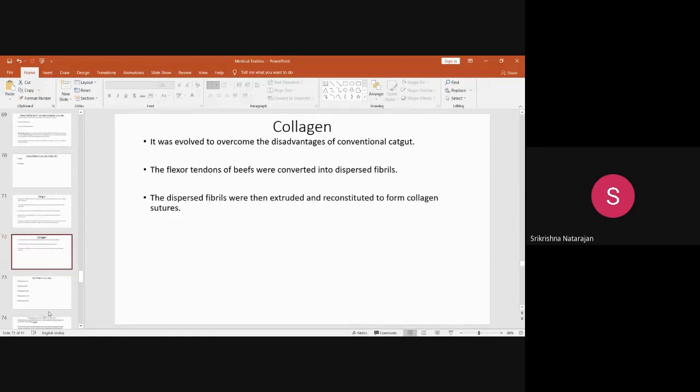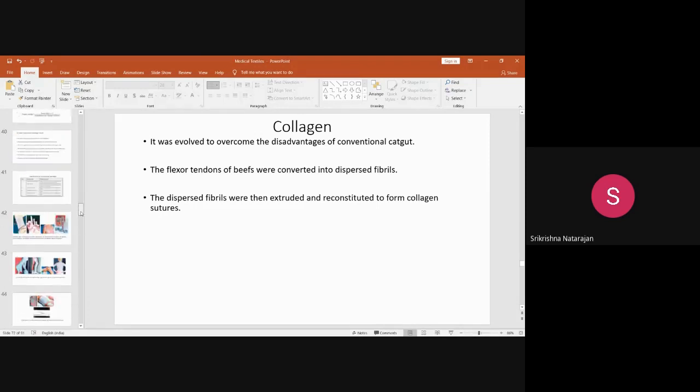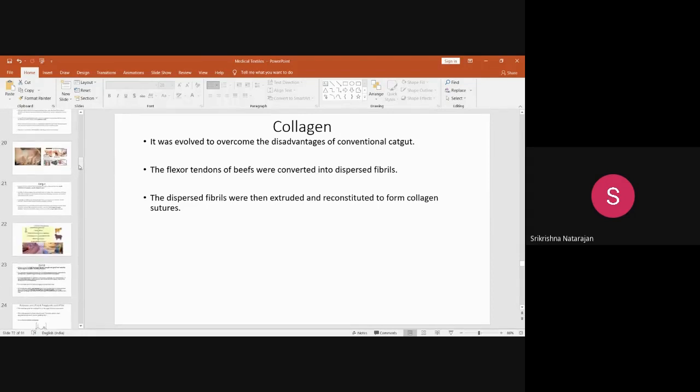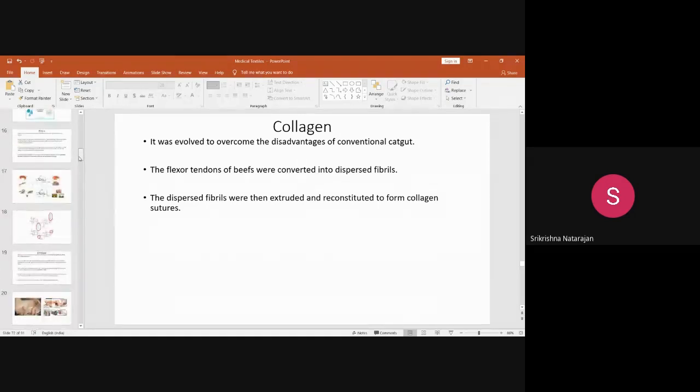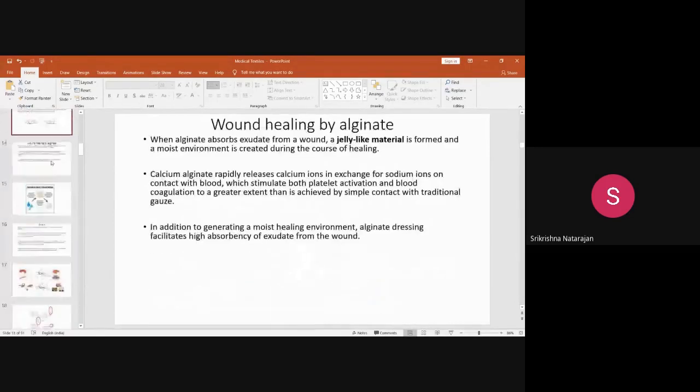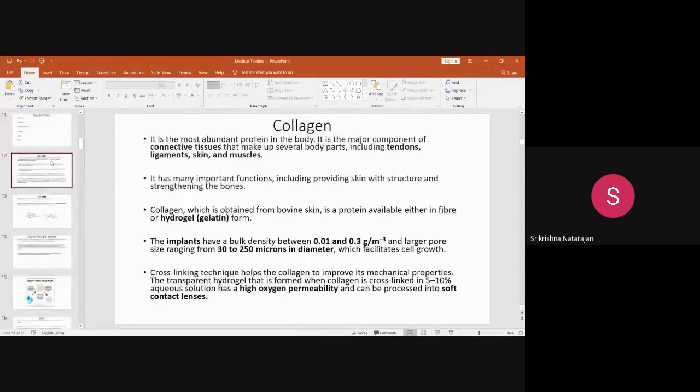Collagen, you know very well. We will recall our discussion on collagen. I will move the slides to our previous discussion on the collagen type of suture. Collagen, you know very well, is an abundant protein in the human body.